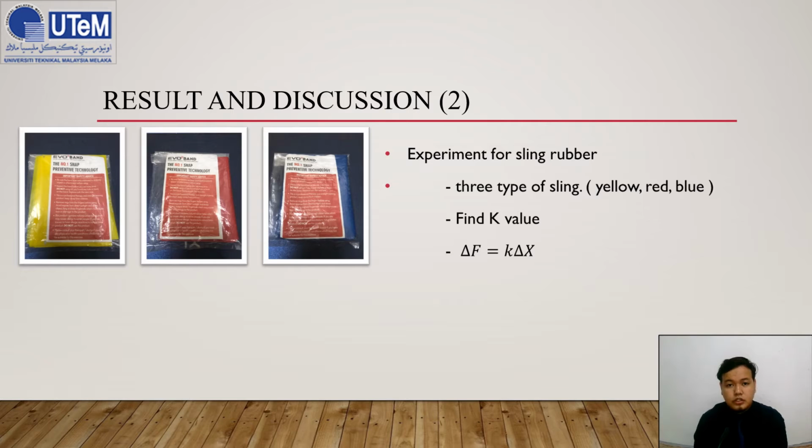We will use three types of rubber to make an experiment for the sling rubber to get the K constant. We use the formula total force equals K times total elongation. As you can see in the slide, we have three colors: yellow, the red one, and also the blue one.